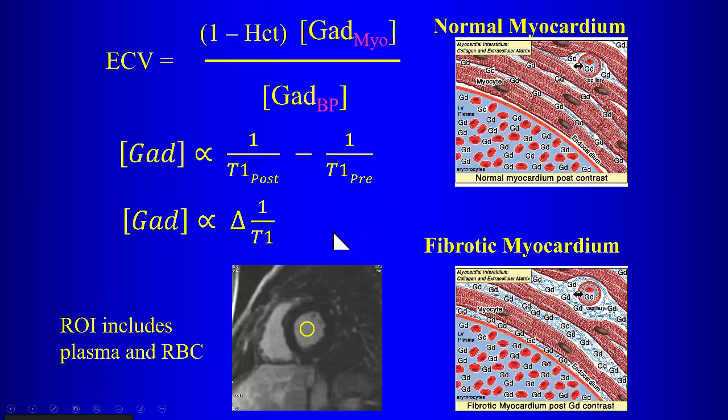And it turns out there's this very interesting relationship: the concentration of gadolinium can be calculated based on differences in T1 times. If you take the difference of the inverse of the T1 times, pre-contrast versus post-contrast, the concentration of gadolinium is proportional to that difference. The concentration of gadolinium is proportional to the change in the inverse of the T1 times. That's kind of interesting how that works out, but it allows us then to do this.